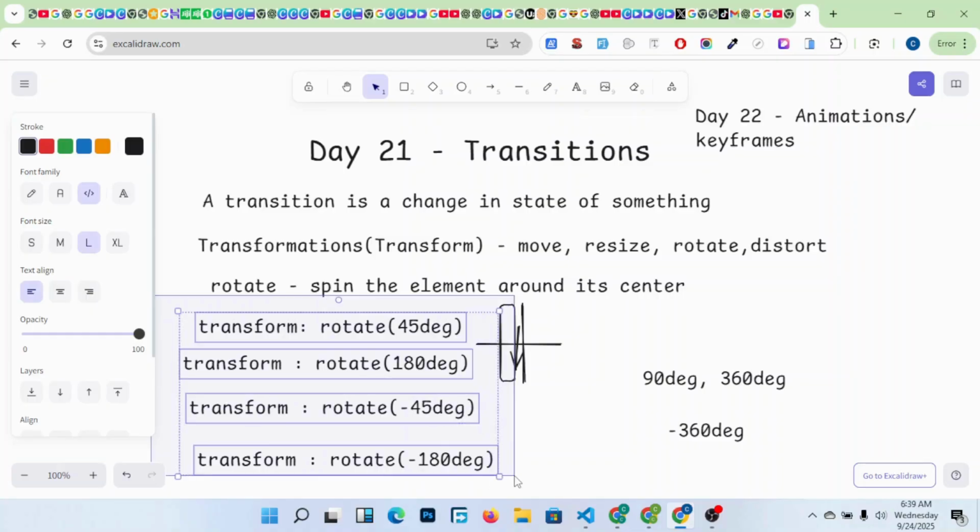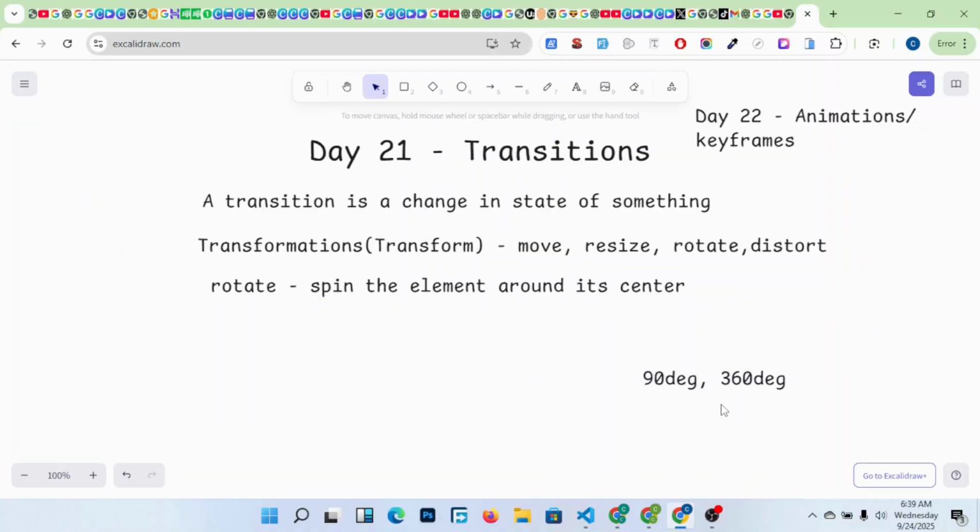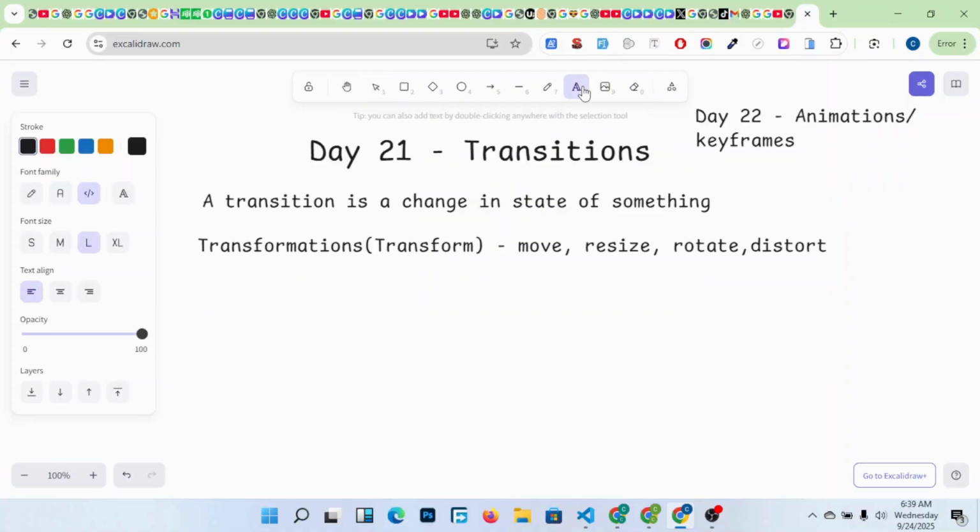So we have something else, and this one is called translate. What does translate mean? Translate means move, simply move.